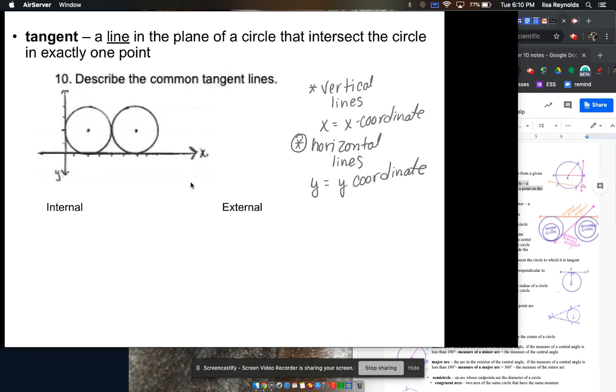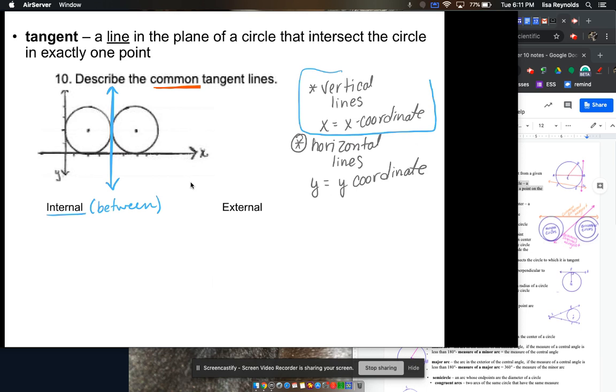The next one, we're going to use our definition of a tangent line. It's a line that intersects a circle at exactly one point. And we're going to deal with common tangents between the two circles. There's two different sets of common tangents. We're going to have the ones that are between the two circles. These are known as common internal tangents. And in this particular problem, I can draw a vertical line between the two circles.